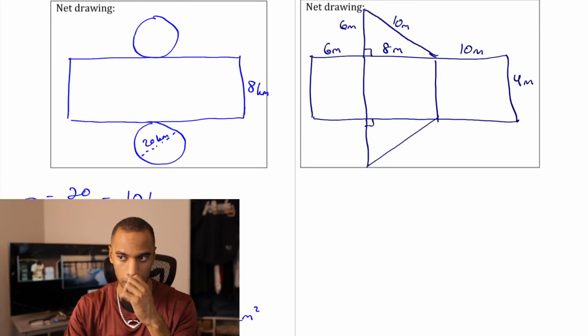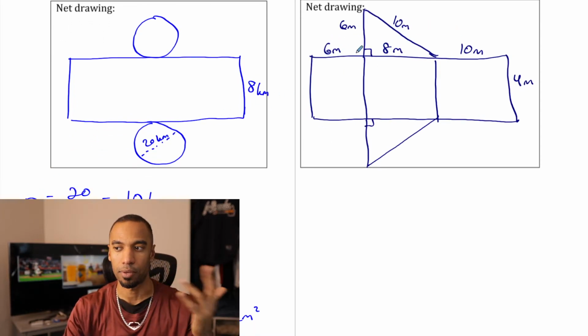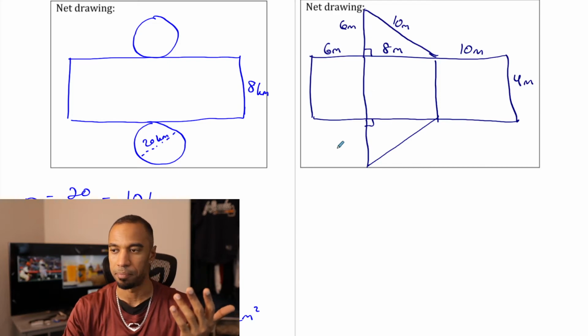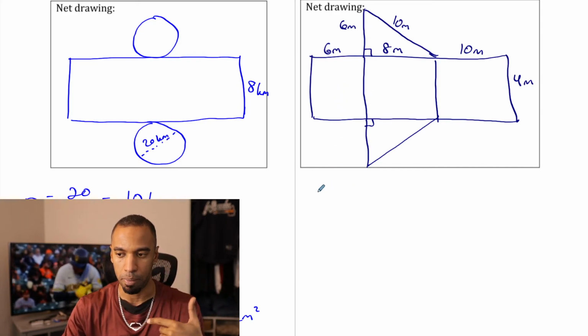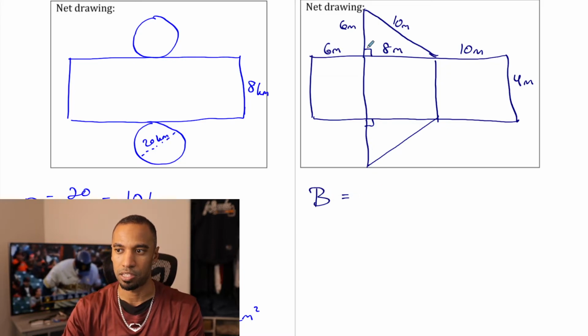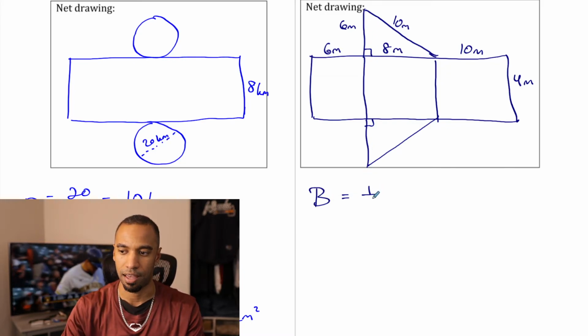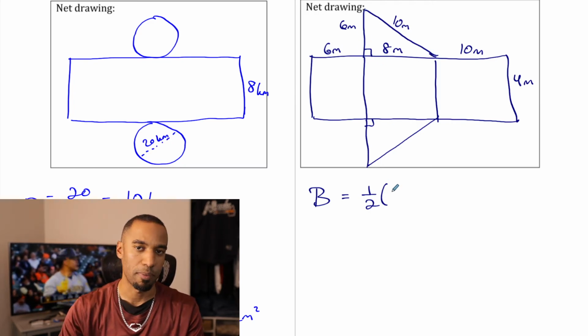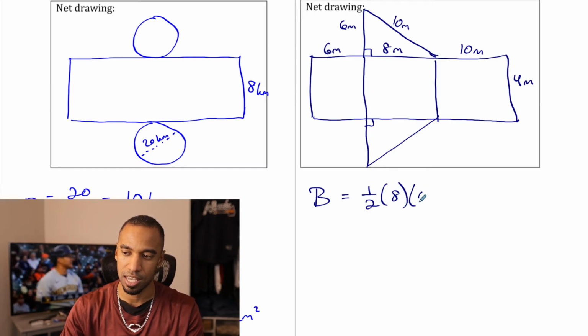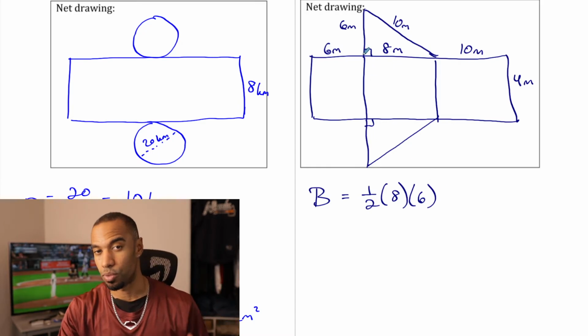Either way, here we go. Let's go ahead and determine. I kind of want the net drawing to show the perimeter part. So the surface area is lateral area plus area of both bases. The area of either base here, area of a triangle is 1/2 base times height. If I call 8 my base, 6 would be my height, because 6 is perpendicular to the 8.